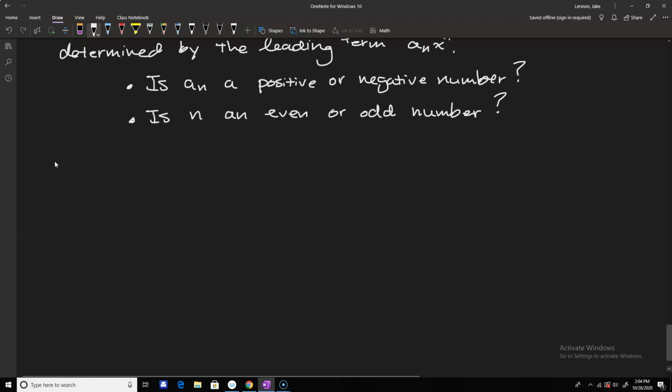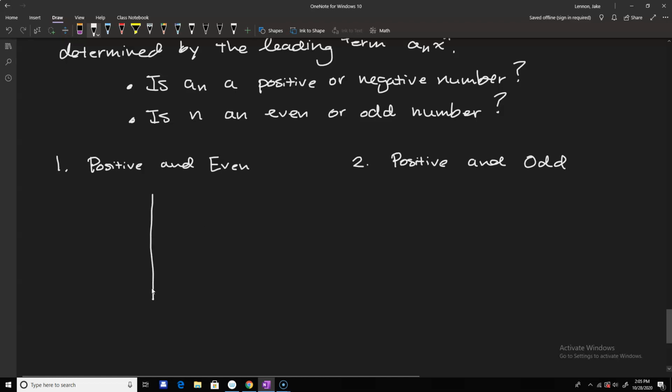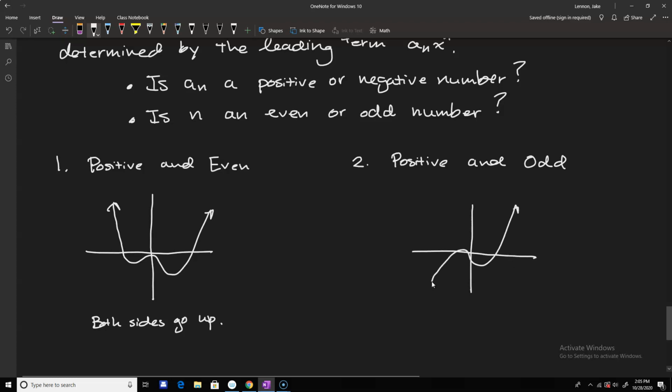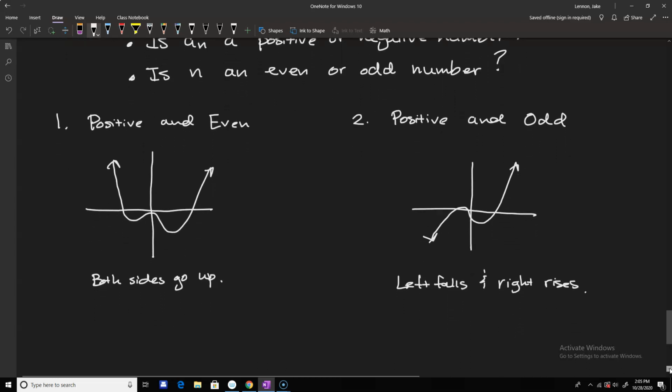So there are four cases. Case one, you have positive and even. Case two, you have positive and odd. So in positive and even, it might have a bunch of other bumps and whatever, but eventually both sides go up. So that's positive and even. Positive and odd, we end up with something that looks like this. So the left falls and right rises. So those are the two positive cases.